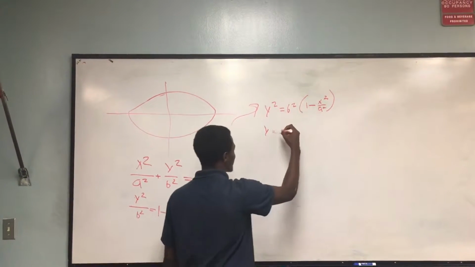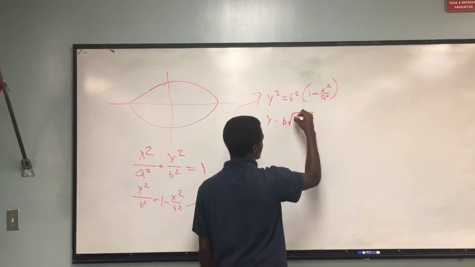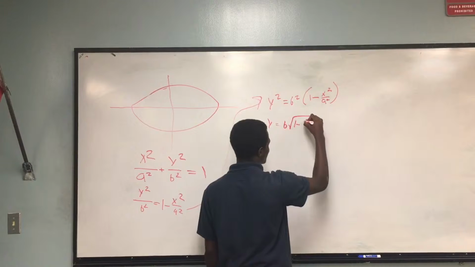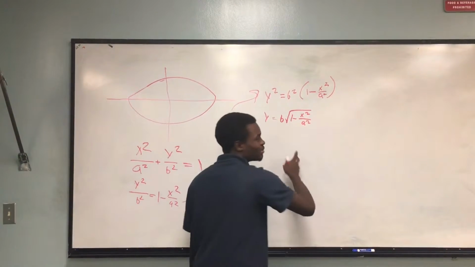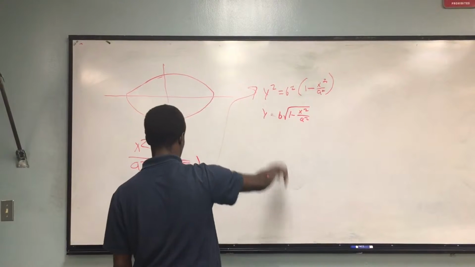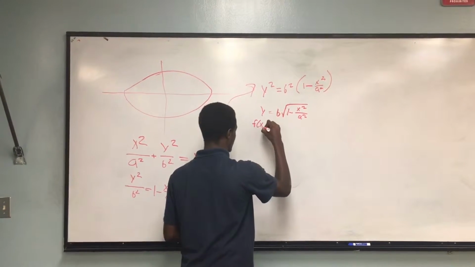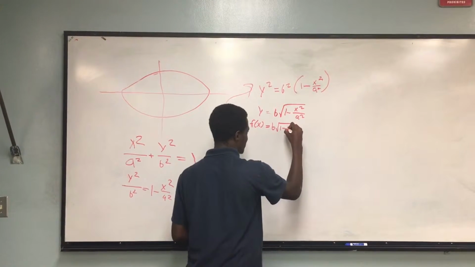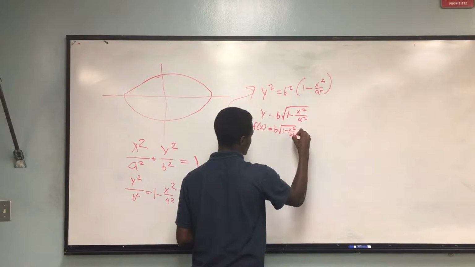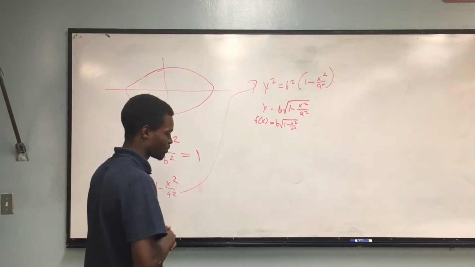I'm gonna square root this right side. That's gonna be b times the square root of 1 minus x squared over a squared. The b squared just becomes b after you find the square root of it. So that right here will be our f of x. y is the same thing as f of x. You all should know this. Okay, so we're gonna continue on.